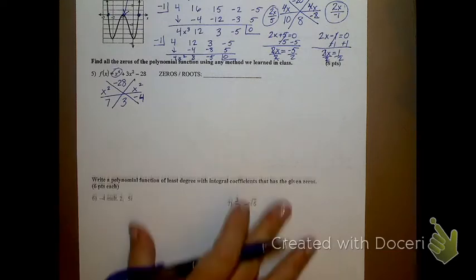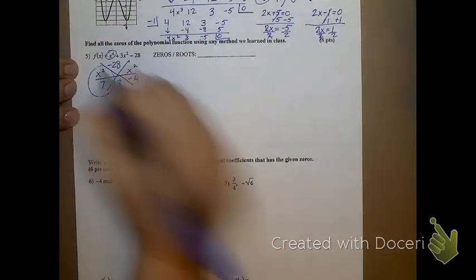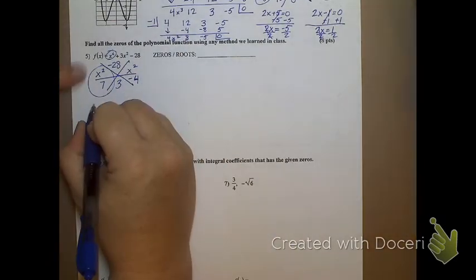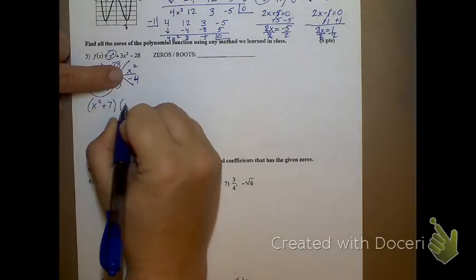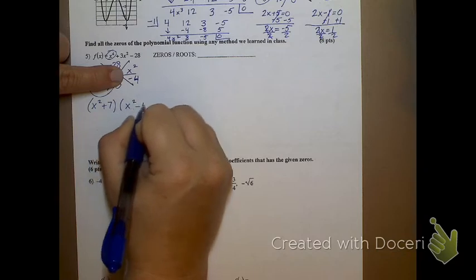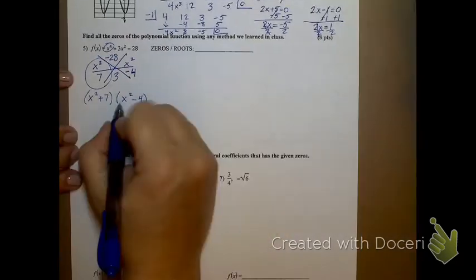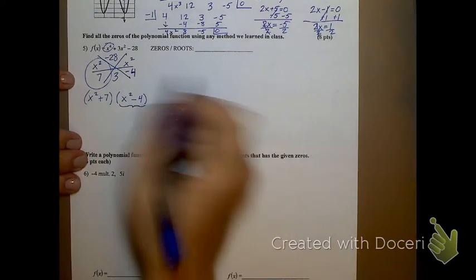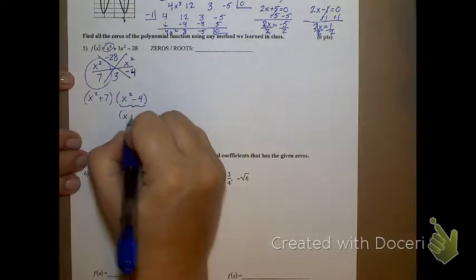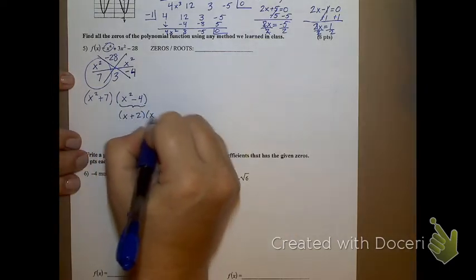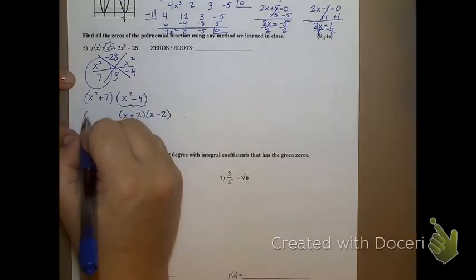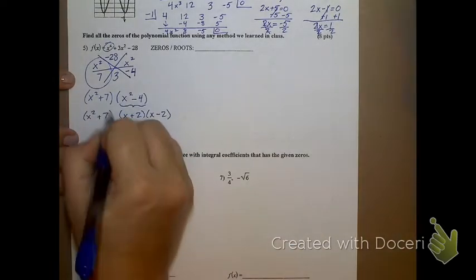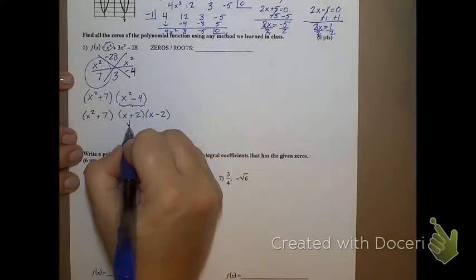Okay. All right. I know. That's okay. X squared plus 7 is one of my parentheses, and the other one is x squared minus 4. Well, what's x squared minus 4? I can go further with that, can't I? X plus 2 and x minus 2, right? And x squared plus 7. So let's see, what's my answer from here?